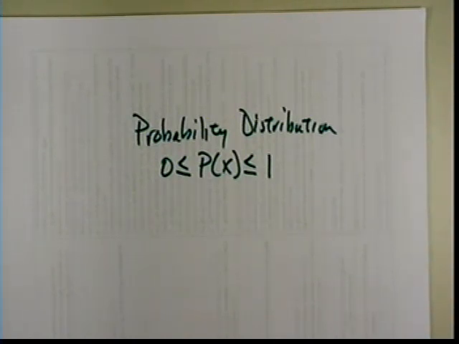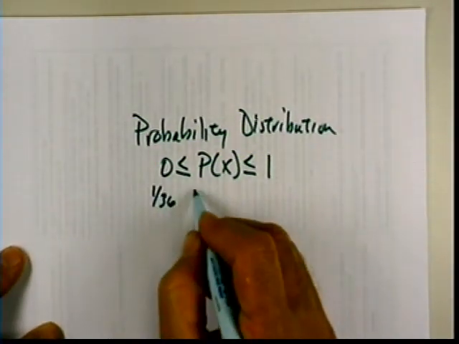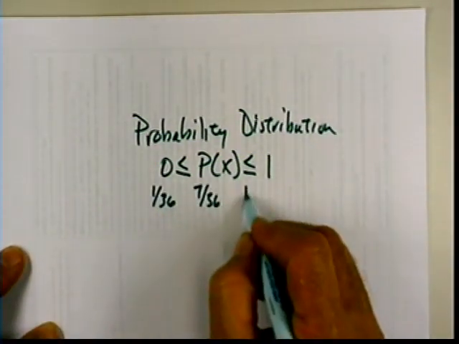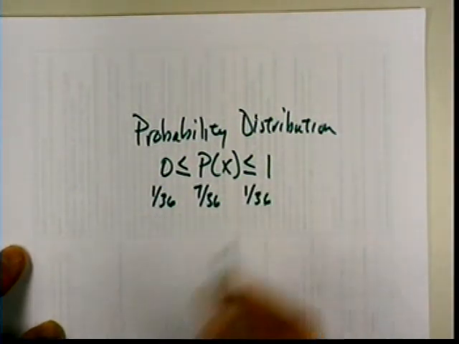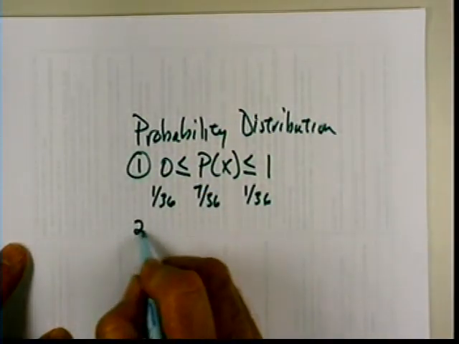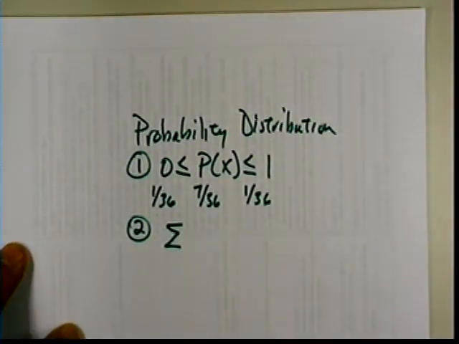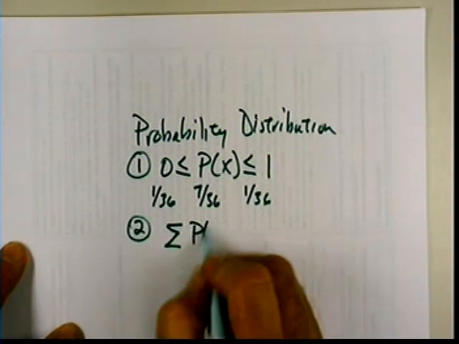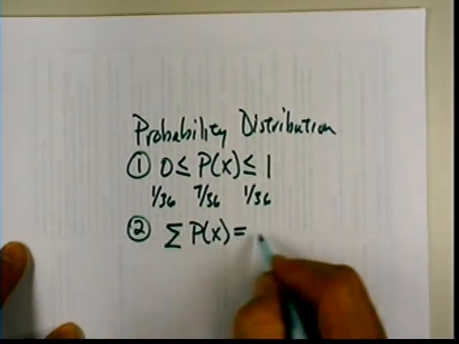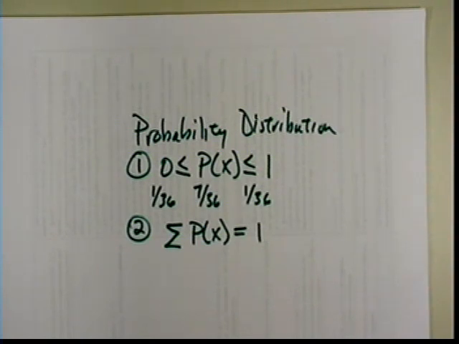You can see that on rolling the dice, the probabilities ranged from 1/36 to 7/36, back down to 1/36 for 2 all the way up to the 12. The other important characteristic of a probability distribution is that the sum, and we use this symbol to represent sum, of the probabilities of x are equal to 1. So all those probabilities, all the different outcomes that we could get, those probabilities all sum up to 1.